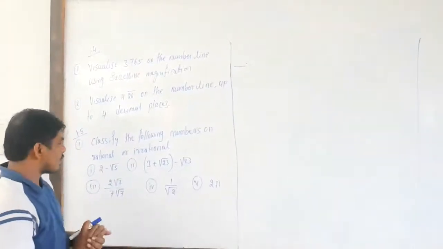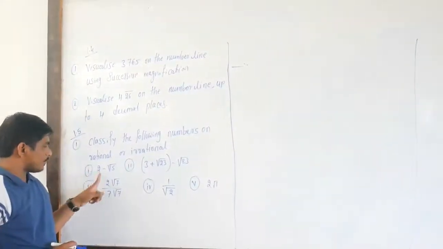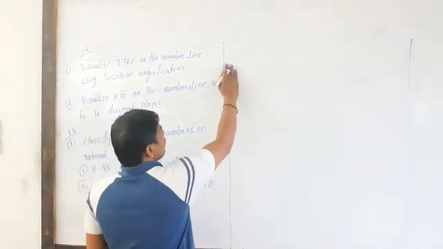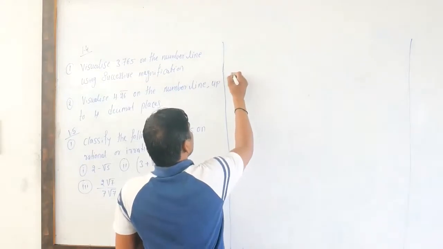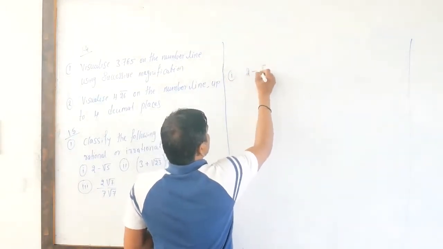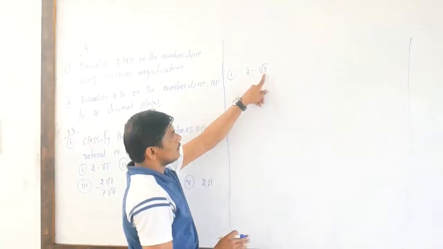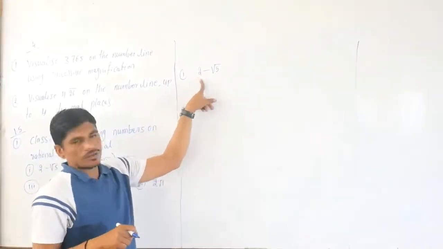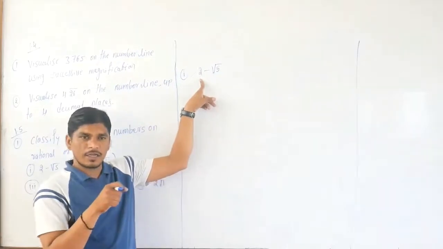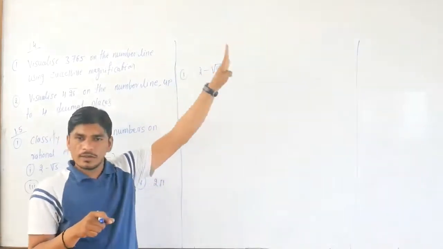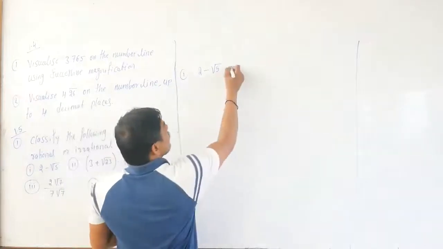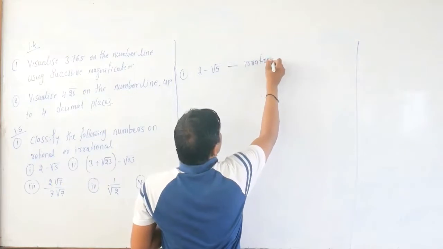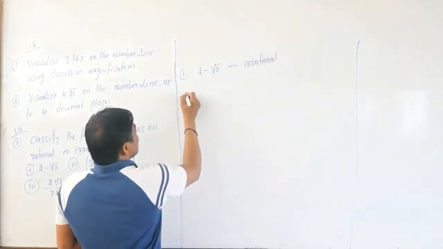Now this is a very simple question. The first one is 2 minus root 5. Here root 5 is irrational. Now 2 is a rational number. Subtraction of a rational and an irrational number always gives an irrational result. That's why this is an irrational number.